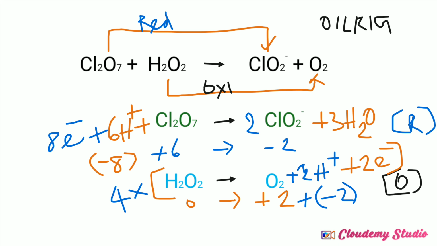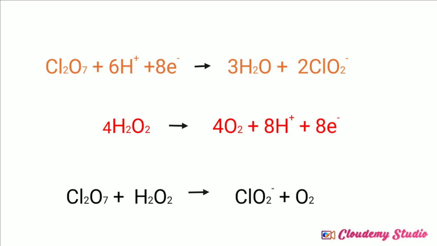When we multiply by 4, the electrons will become 8 electrons. So both the equations will have 8 electrons. We can do that on the next page. The reduction reaction I have already copied here: 1 mole of chlorine heptoxide, 6 H plus ions and 8 electrons, then gives 3 water molecules and 2 chloride ions.